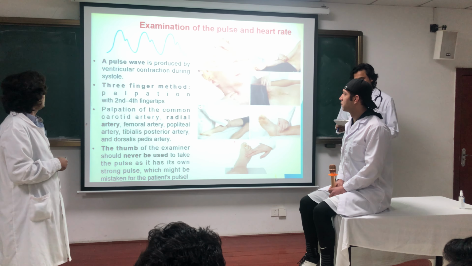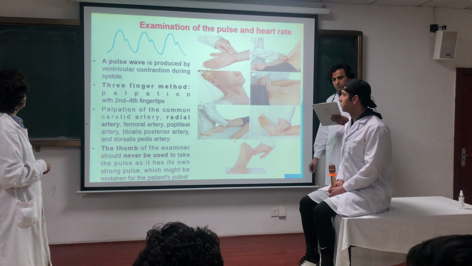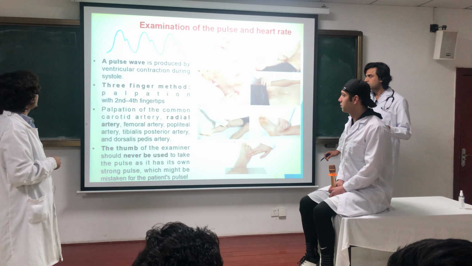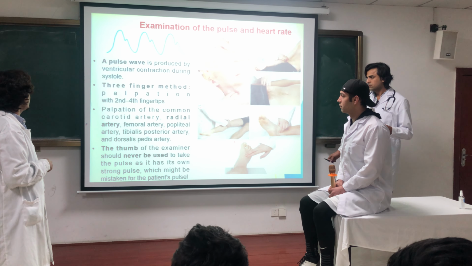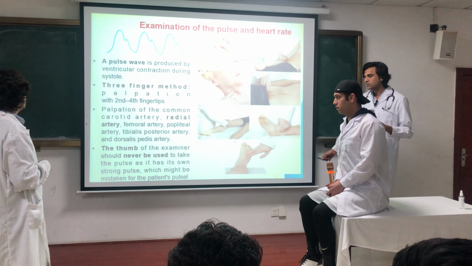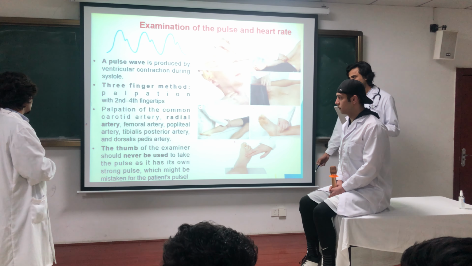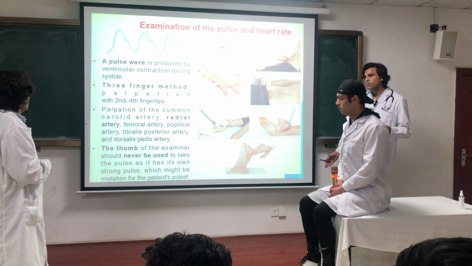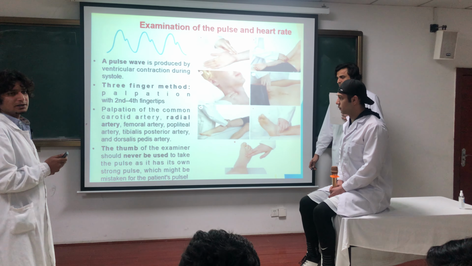Examination of pulse and heart rate. A pulse is produced by the ventricular contraction during systole. Palpate with the second and third fingertips. Palpation of the common carotid artery, radial artery, femoral artery, popliteal artery, posterior tibial artery, and dorsalis pedis artery. The thumb of the examiner should never be used to take the pulse, as it has its own strong pulse, which might be mistaken for the patient's pulse.